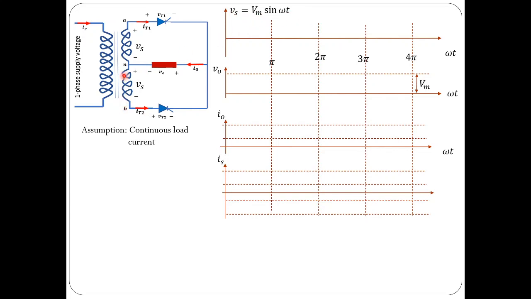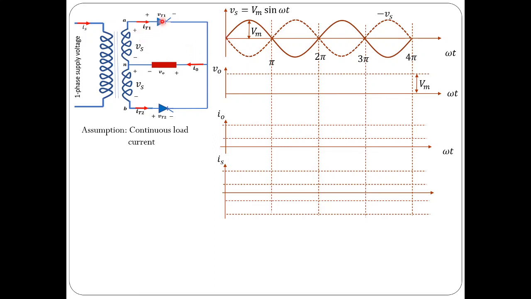And VBN, what about VBN? VBN is equal to minus Vs, so that is shown this way. So Vs is equal to Vm sin omega t, and peak value is equal to Vm, and VBN is equal to minus Vs, so that is shown with the dotted curve.